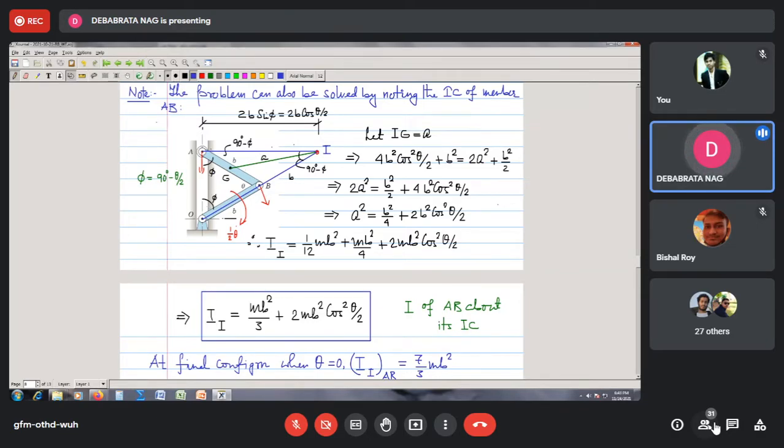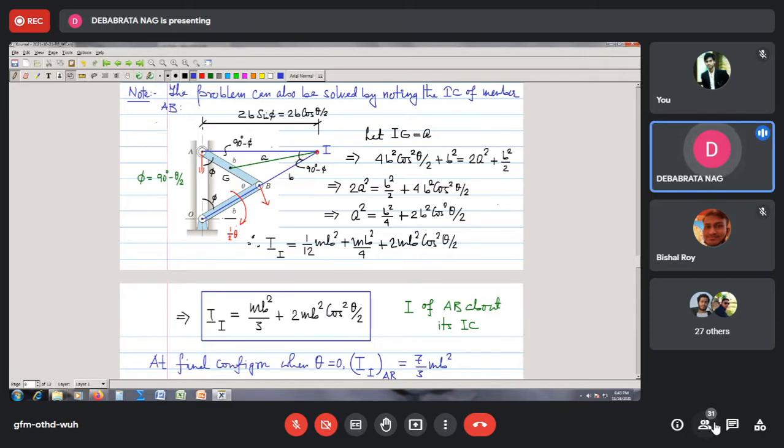So actually now here the I that I have calculated, I about this point I, and this distance that is 2b sin phi or 2b cos theta by 2 or r, this distance, all are basically for any arbitrary position. And this is the mass moment of inertia of this member about that I for any arbitrary angular position of the mechanism.